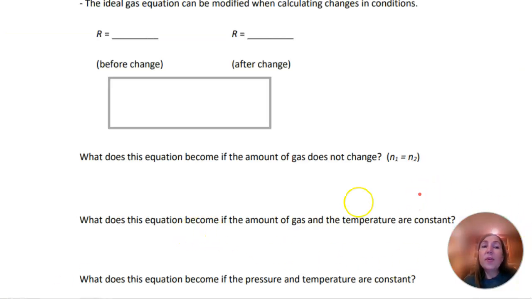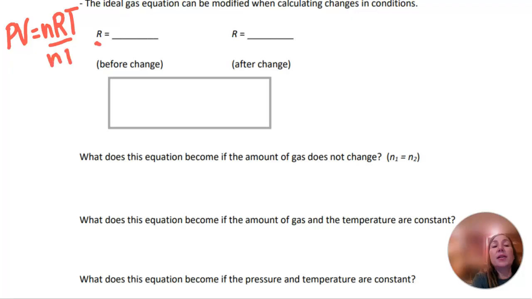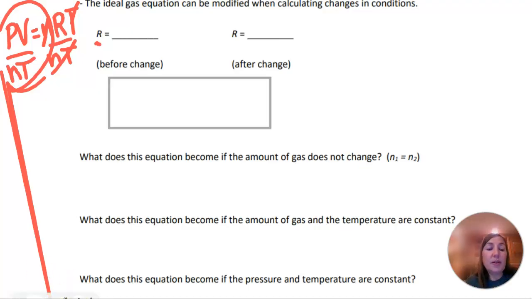Okay, so the ideal gas equation can actually be modified when we're calculating various changes in condition, ones and twos. So if we solve for R, so let's say that we take PV equals nRT and we solve for R. To do that, we'd have to divide both sides by n and T to isolate it. So you get PV over nT. Ooh, PV over nT. I don't like that. Okay, so we can do, sorry, I'll get rid of that line.